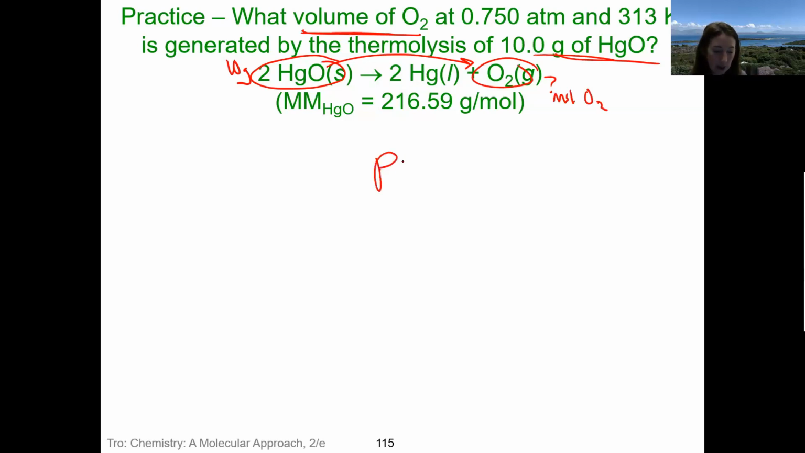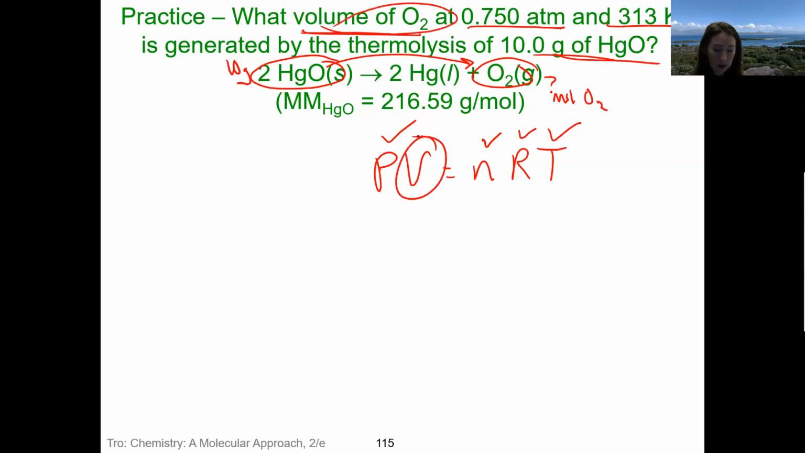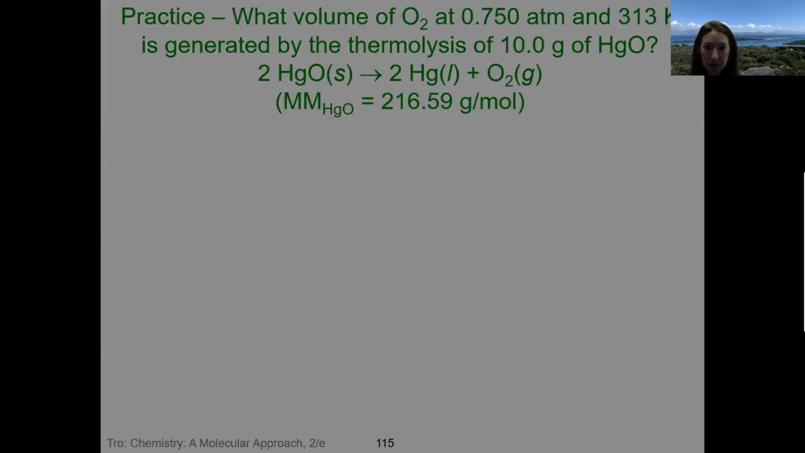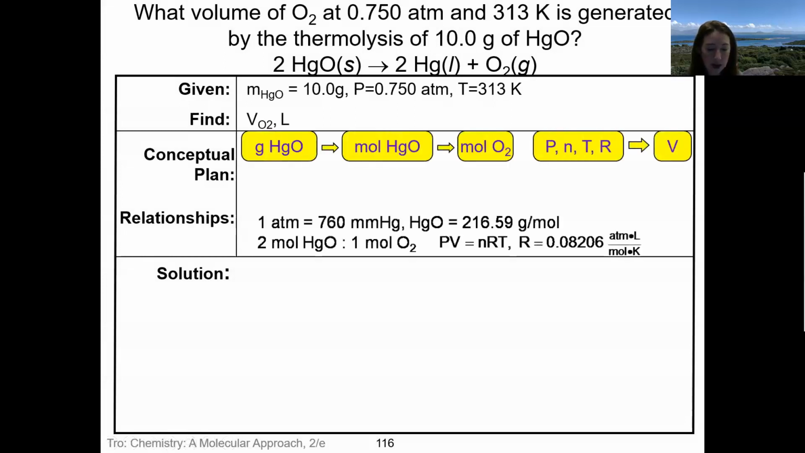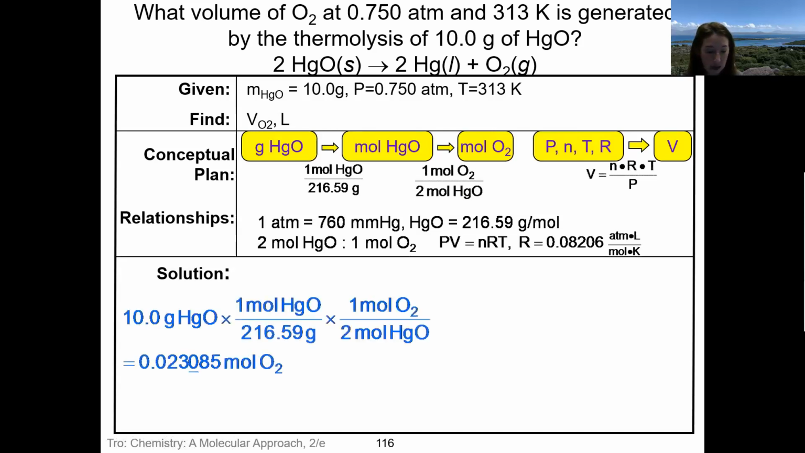And then we can't use our nice handy 22.4, can't do that. So then we've got our moles of oxygen. We've got a pressure, we've got a temperature, we have an R, and we want volume. Very similar to one we just did. So first we have to do a little bit of stoichiometry, and then we use our PV equals nRT. So here's our moles, and again, remember, don't round until the very end.